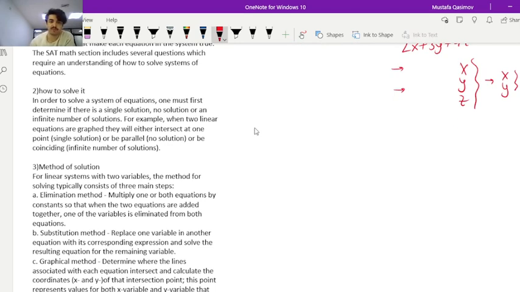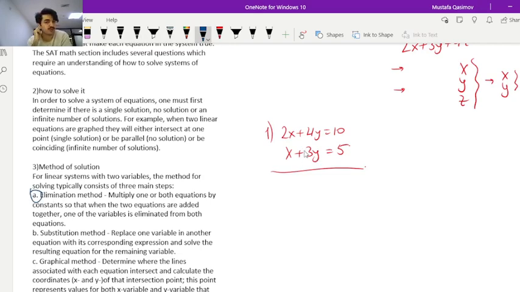Okay, now let's give one example and do that. For example, 2x plus 4y is equal to 10, and x plus 3y is equal to, let's say, 5. For solving this one, the first method is called the elimination method. For the elimination method, we have to multiply the first or second equation by a number to make one of the variables' coefficients equal to each other. For example, we can make 2 and 1 equal to each other, or 4 and 3. I am choosing to make the x coefficients equal because it is easier than the second one.